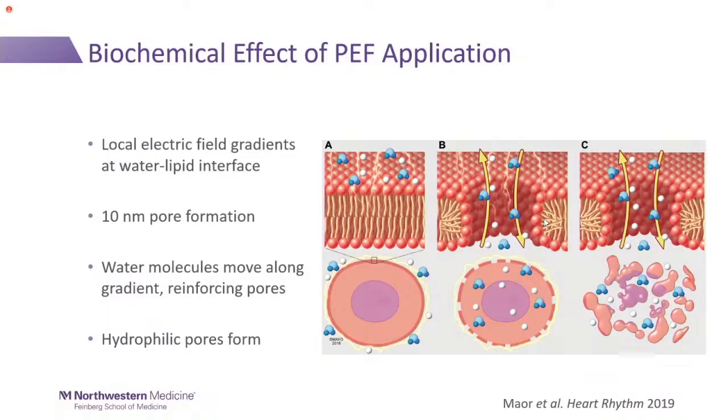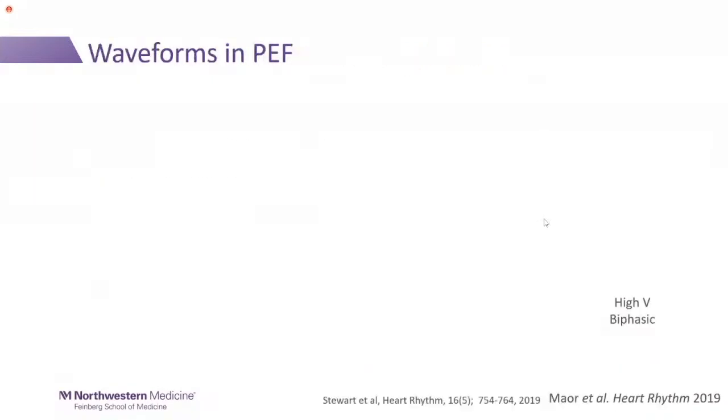Okay, so what happens exactly? This picture explains it all, okay? So basically you get an electric field, and there is then pore formation. These 10 nanometer pores form, and you get water molecules moving along the gradient of that electric field, and they reinforce the pore. And if you give enough energy for long enough, those pores become irreversible in formation. And then you can imagine, the cells have fluid and ions flowing in and out, and they basically just can't take it anymore, and they just die. Okay, so that's how pulsed electric fields work.